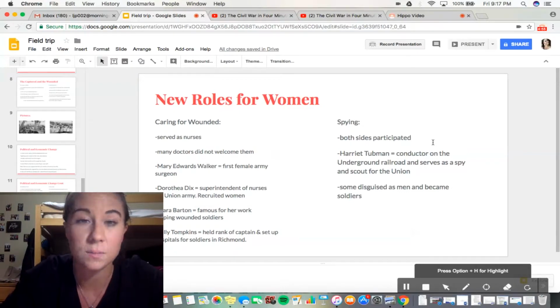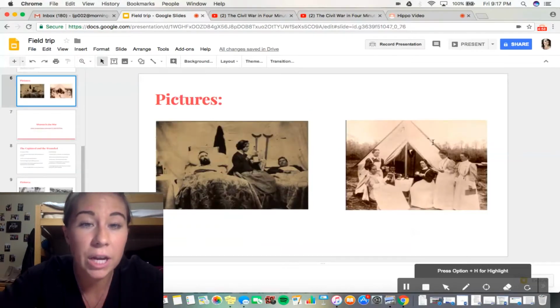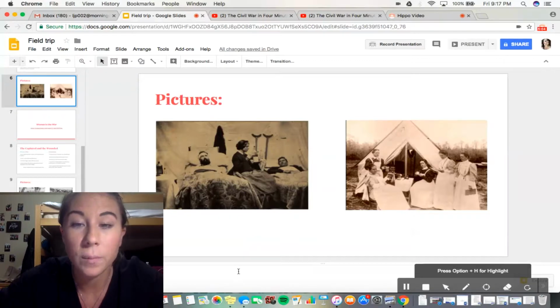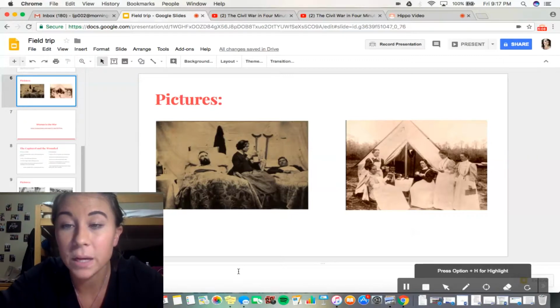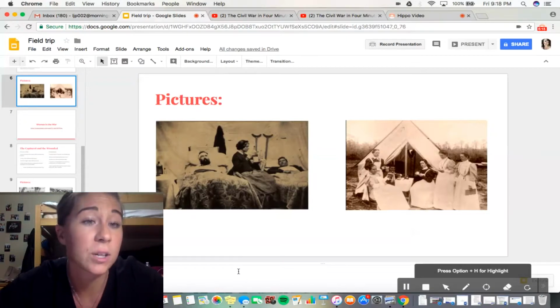Okay, so here are some pictures. The picture on the left shows a woman helping the wounded soldiers and giving them some medicine. And the picture on the right shows a group of women nurses helping the cause during the war.